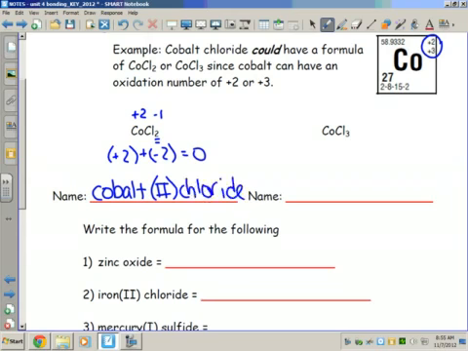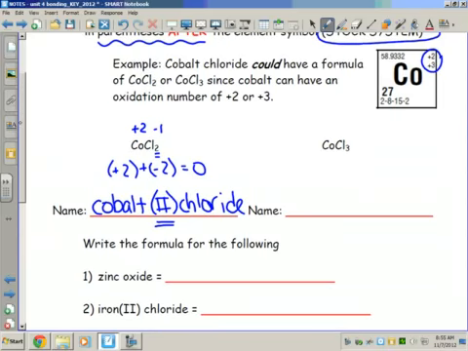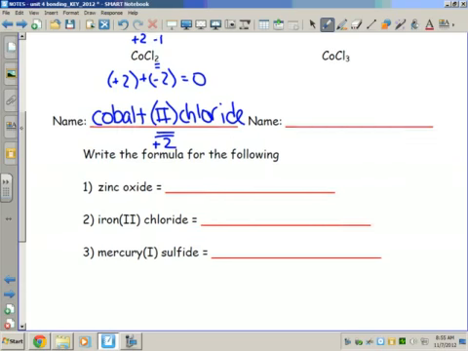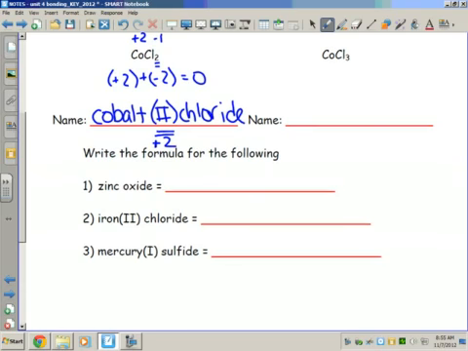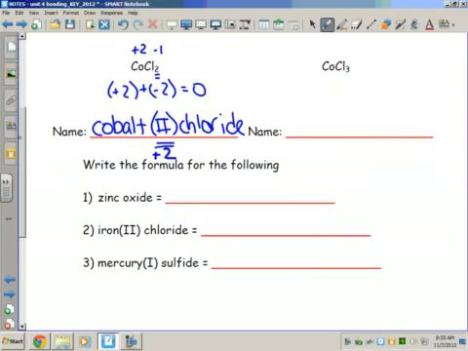It's important to understand this 2 does not mean the second oxidation number. The 2 literally means +2. All right, and it's not which number in the list, it's the actual oxidation number itself. So Roman numeral 2 in this case means +2. We'll look at the other example for cobalt chloride.